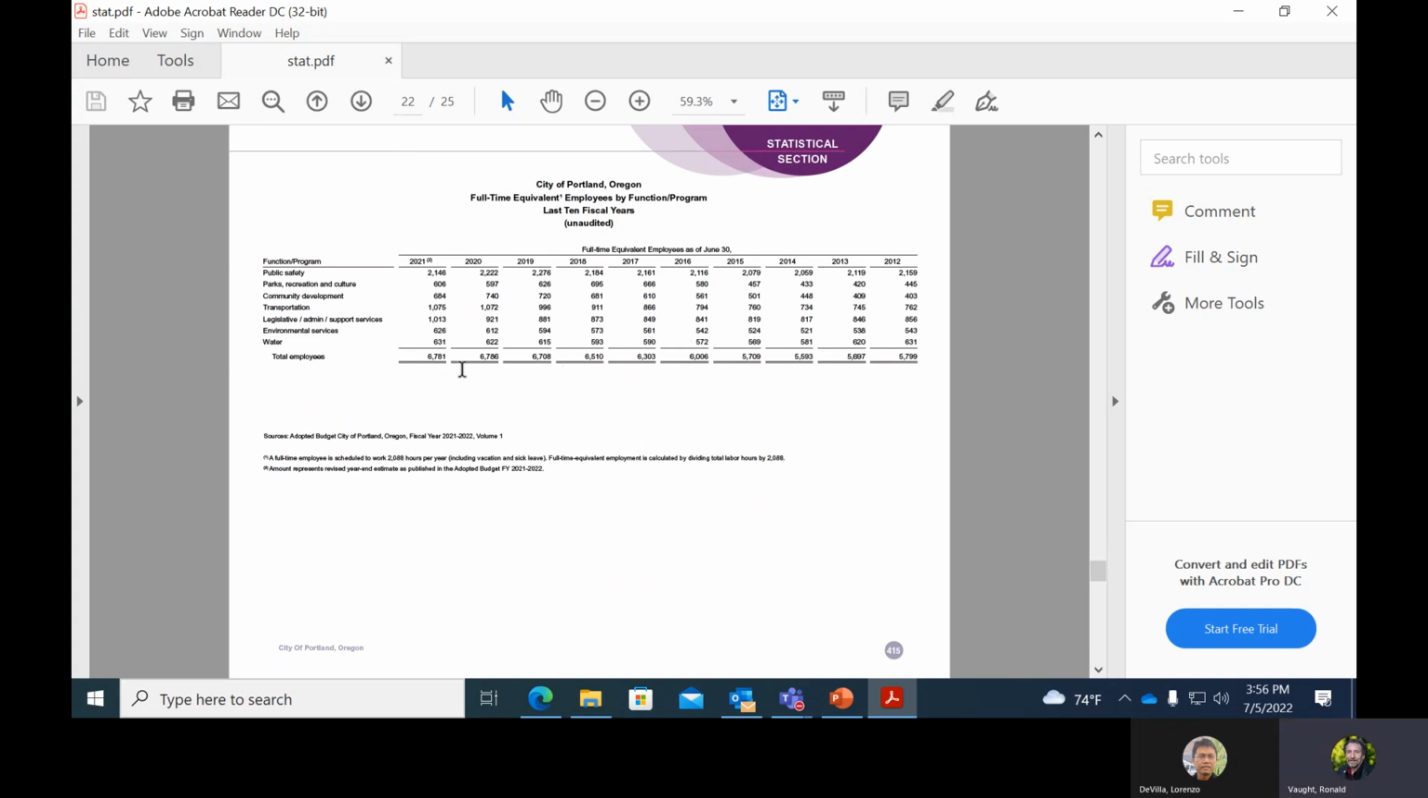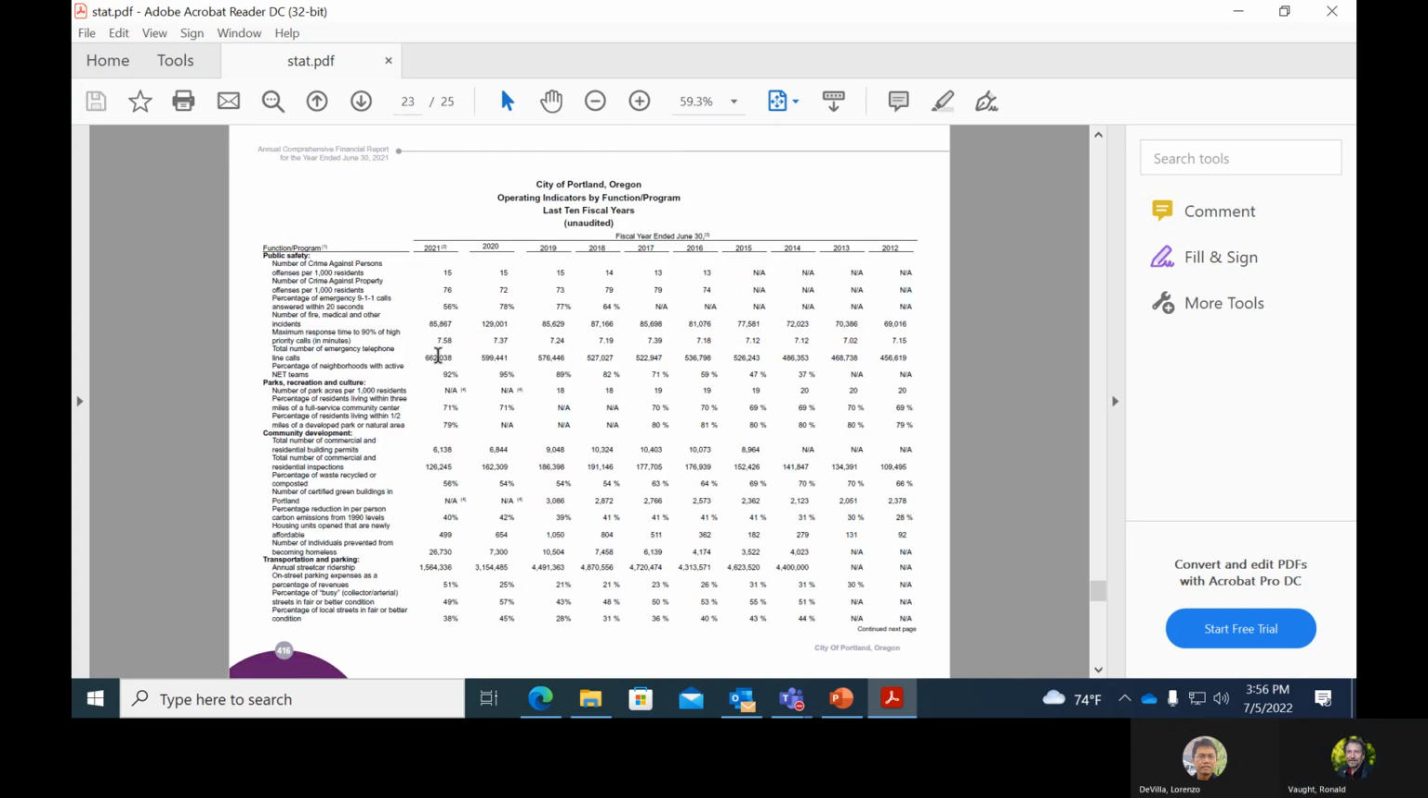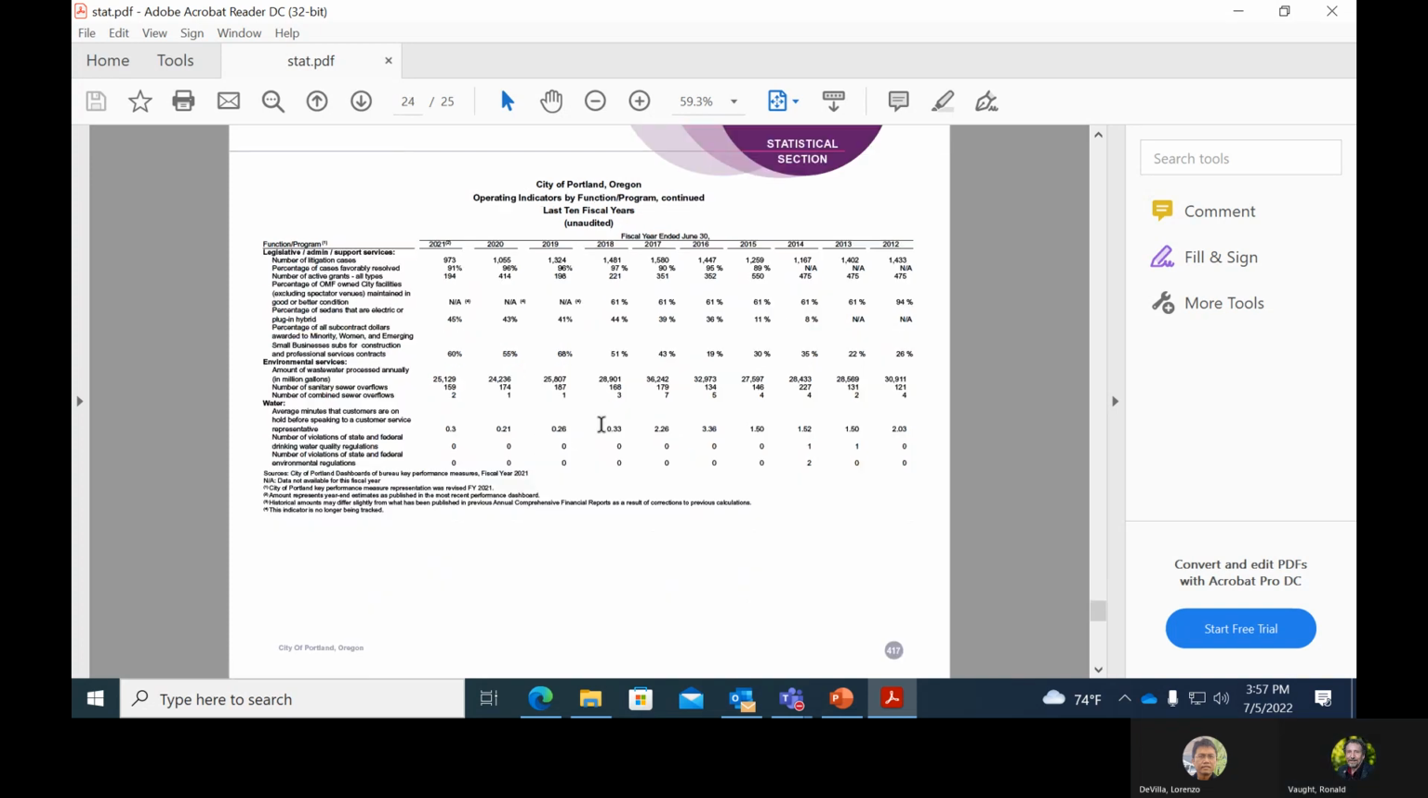Full-time equivalents for the city, so we're pushing up towards 7,000 employees. And so operating indicators. There are probably some better ones, but we tend to be doing the stats section very late in the process, so we just kind of update what we've been doing. But if you look at the budget office's website, they have all sorts of indicators in there. So at some point it might be worthwhile to see if there are some better ones.